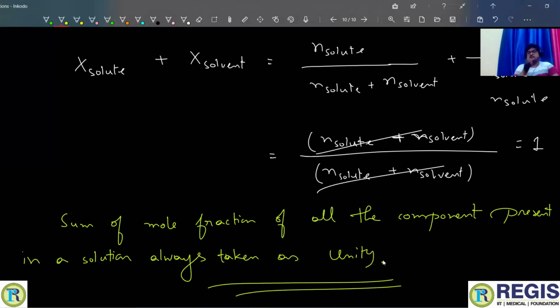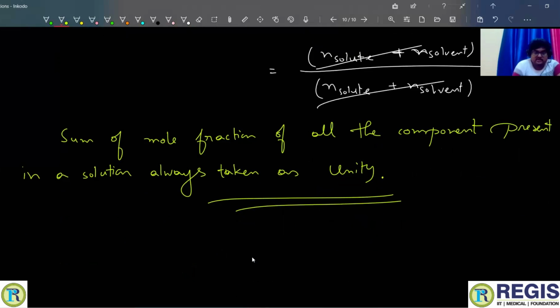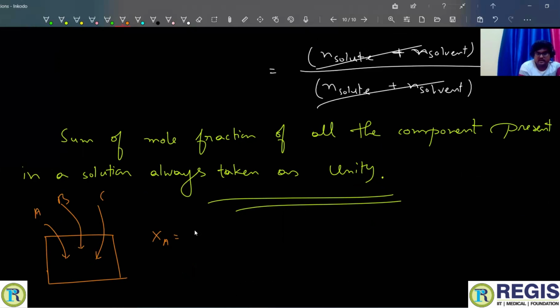Is it clear? Any doubt? Suppose this one is a container. In this container, 3 substances are there: A, B, C. Now, what is mole fraction of A? We can write number of moles of A divided by number of moles of A plus number of moles of B plus number of moles of C.